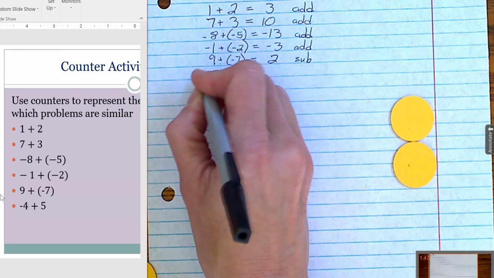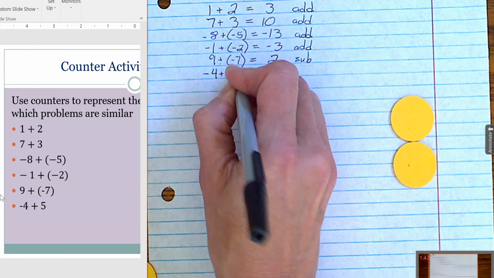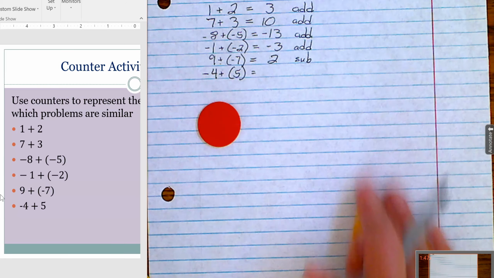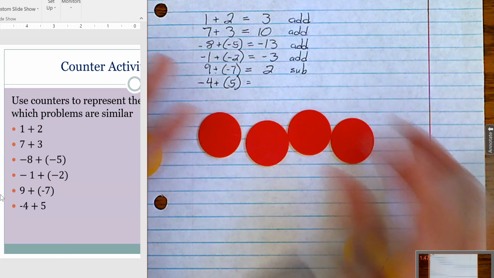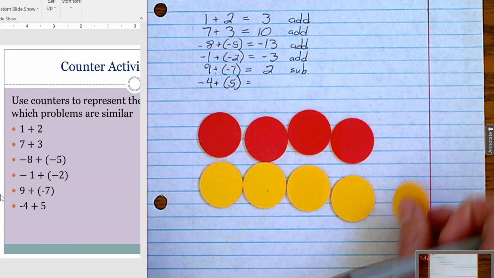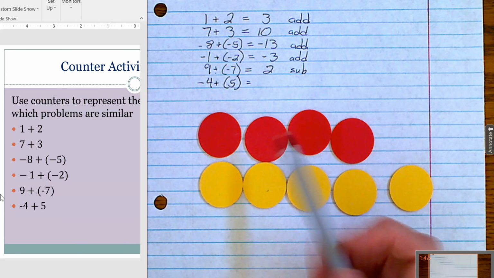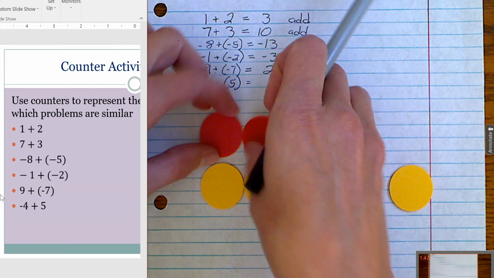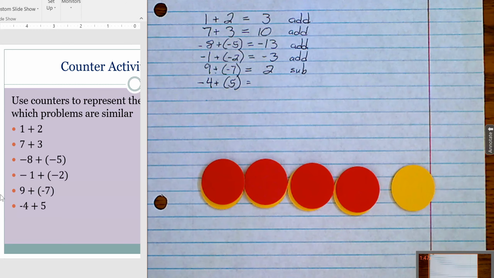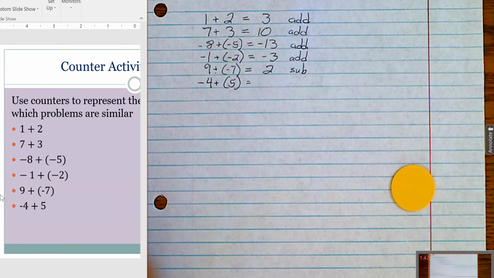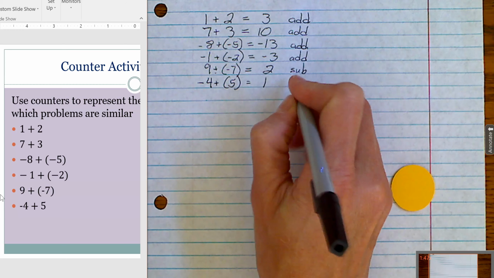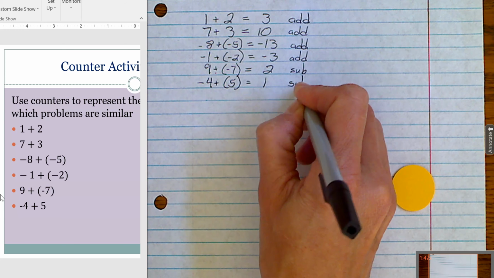The next problem is -4 plus 5. I start with 4 negatives, and I add to it 5 positives. I can match up a positive with a negative 4 times to zero out 4 of these, which leaves me with 1 positive. When I have 4 and 5 that are different signs, I actually subtract.